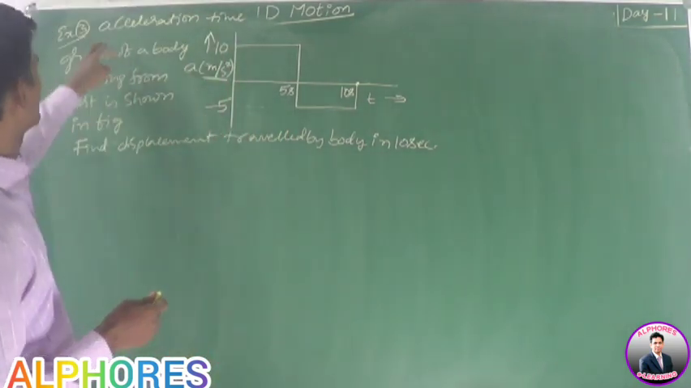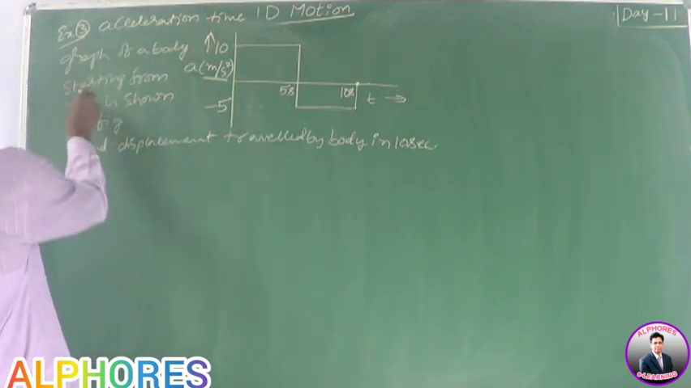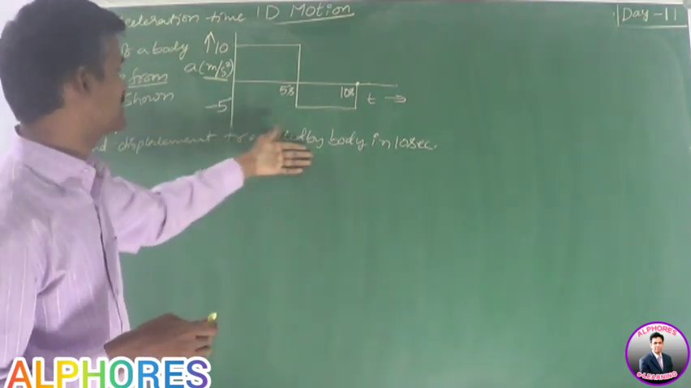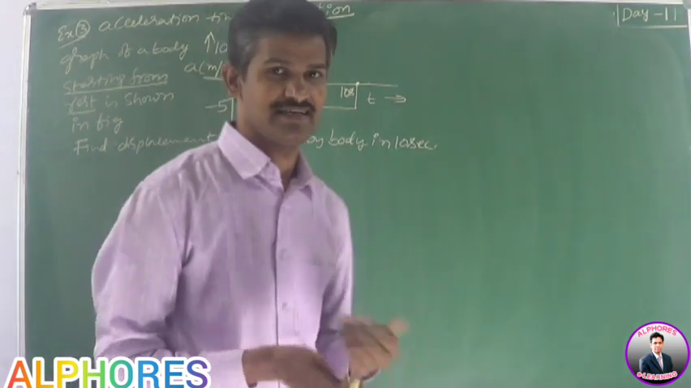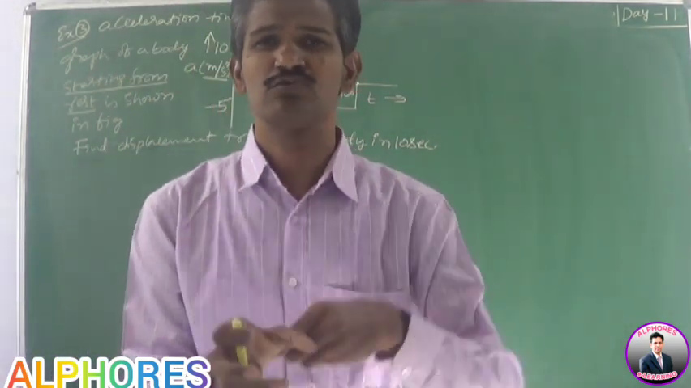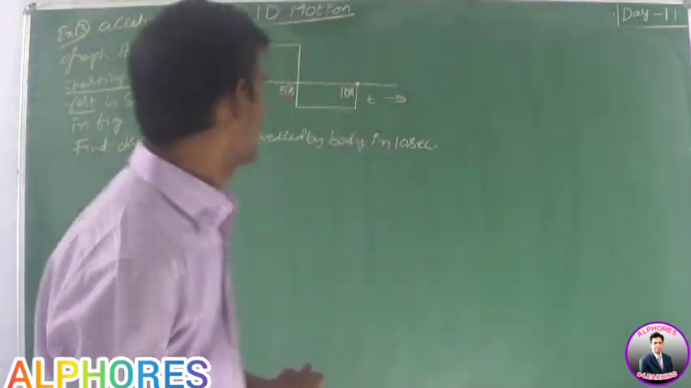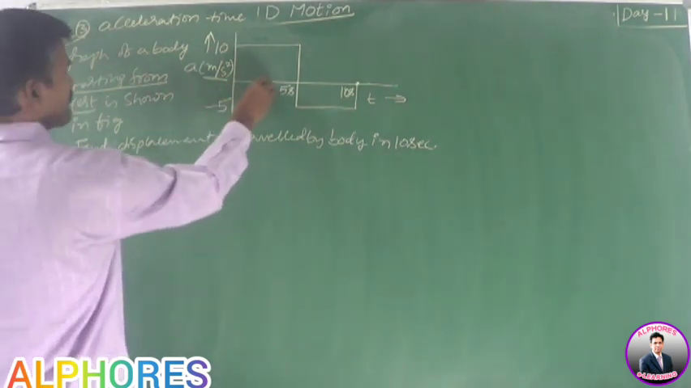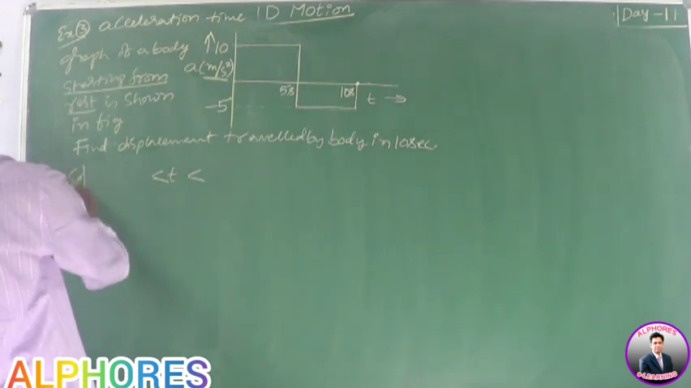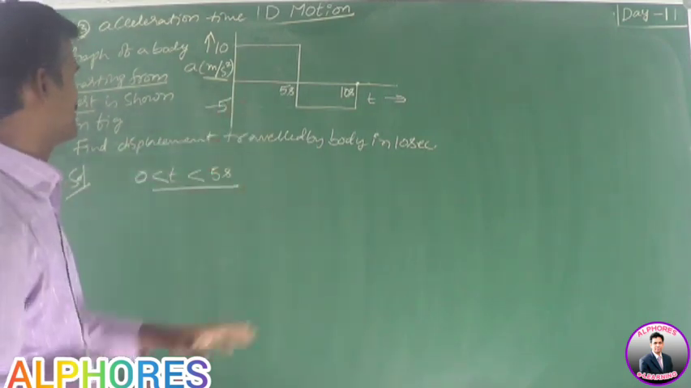So it is the question: acceleration time graph of a body starting from rest. This is important. The body starts from rest. Find the displacement traveled by the body in 10 seconds. This question may be asked or may not be asked. First of all, we will discuss the total motion based on this acceleration time graph. Right. First I am discussing the time interval 0 to 5 seconds.